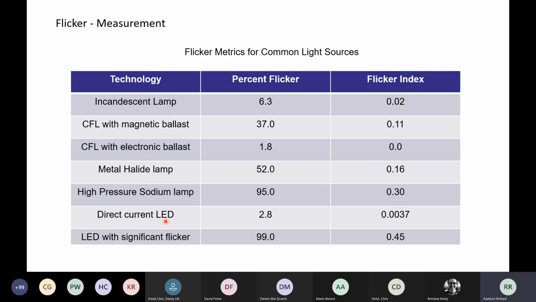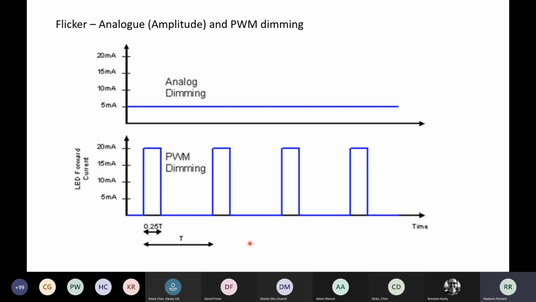So if we are actually supplying with a direct current, very low for LED, but LEDs with significant flicker can be very high. So it's all about the driver. So the output from the driver. The LED itself doesn't really contribute anything to these levels. It's purely the output from the driver.